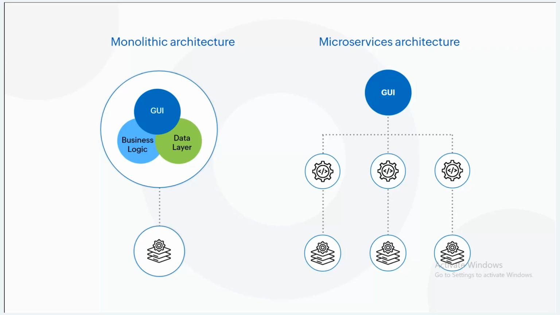Then came microservices, breaking applications into smaller independent services. Each service runs on its own and talks to others via APIs. This means you can make changes or fixes to one service without impacting the rest, allowing for faster updates and better scalability. And now we have serverless computing. You don't have to manage servers at all. The cloud provider runs your code on demand, scaling automatically and charging only for what you use. It's flexible, cost-efficient, and perfect for modern applications.